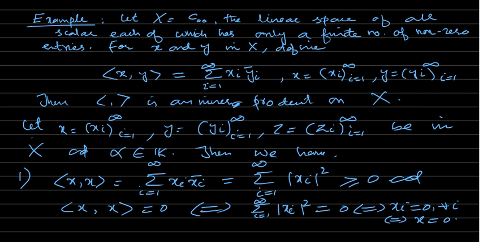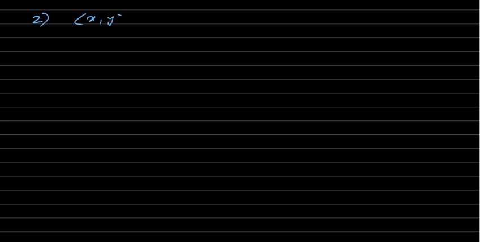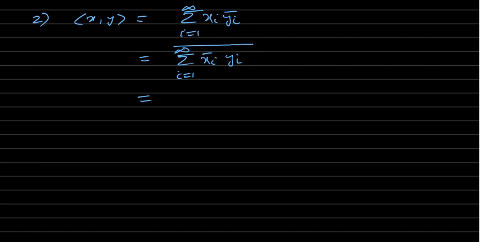Now, what's the second property? It should be conjugate symmetric. The inner product of x and y is the summation, i from 1 to infinity, of xi yi conjugate. That is equal to the summation of yi xi conjugate, whole conjugate, and that is equal to the conjugate of the inner product of y and x.